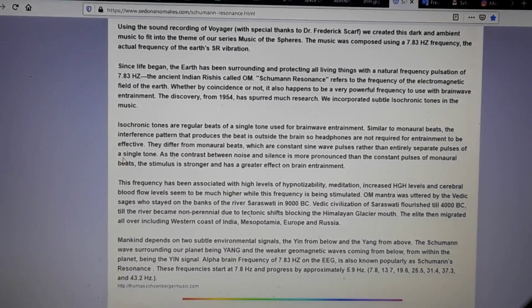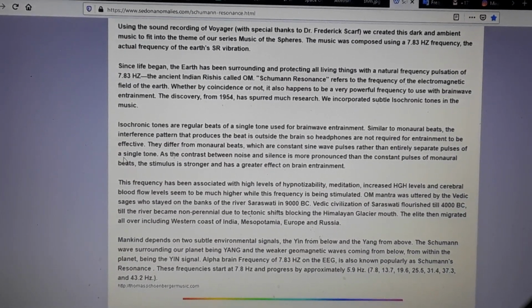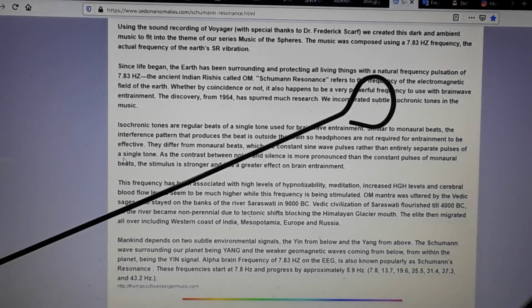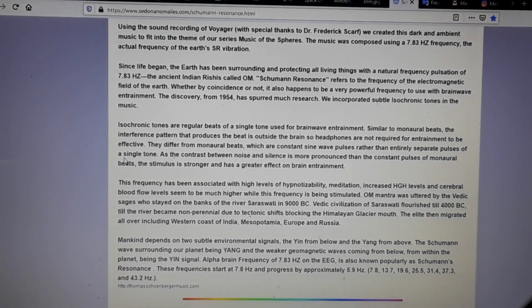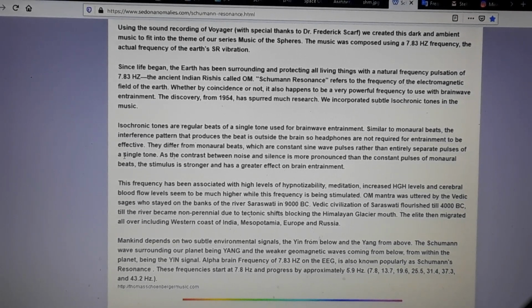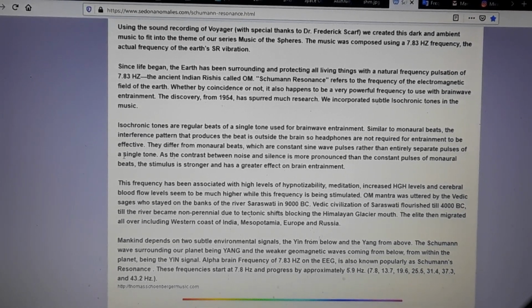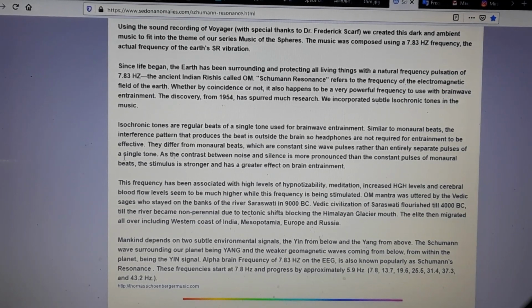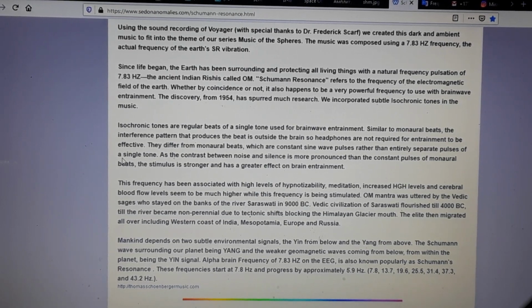Since life began, the Earth has been surrounding and protecting all living things with a natural frequency pulsation of 7.83 hertz. The ancient Indian rishis called it Om. Schumann resonance refers to the frequency of the electromagnetic field of the Earth. Whether by coincidence or not, it also happens to be a very powerful frequency to use with brainwave entrainment. The discovery from 1954, it was known a little before that, has spurred much research. We incorporated subtle isochronic tones in the music.